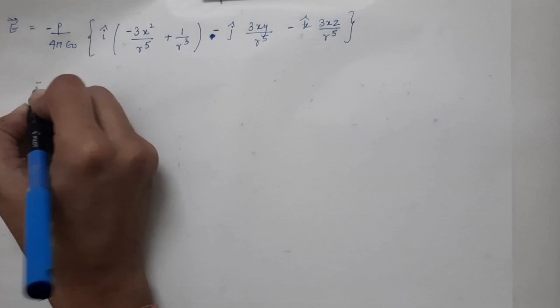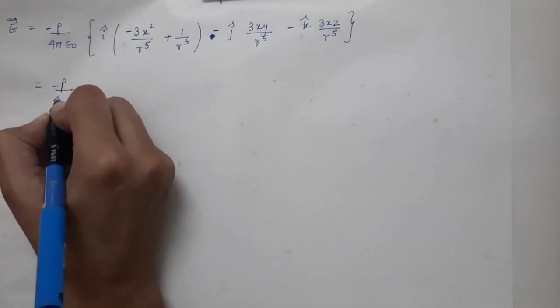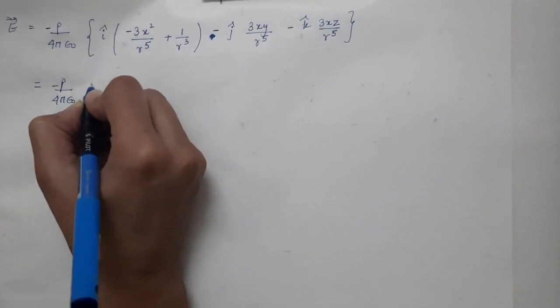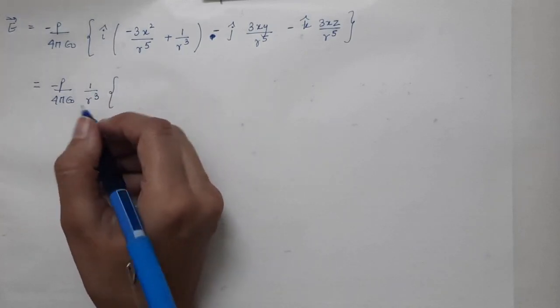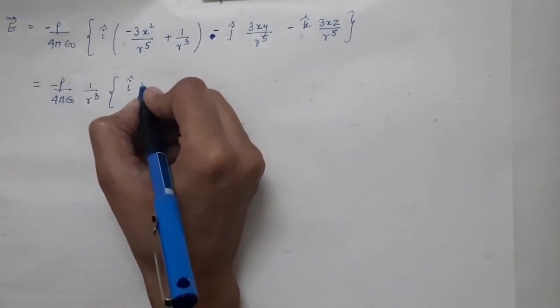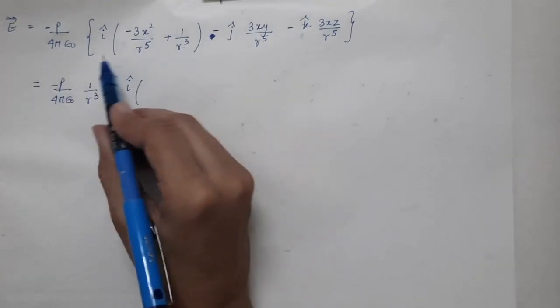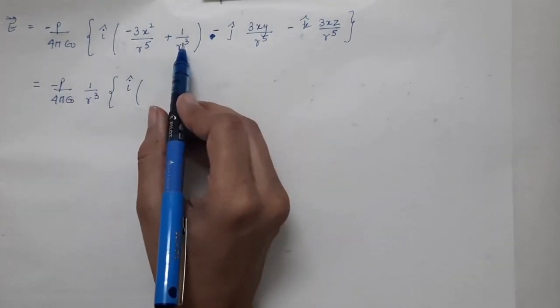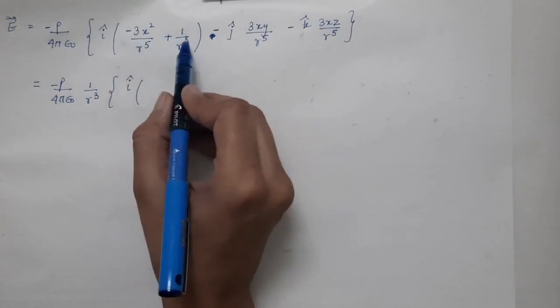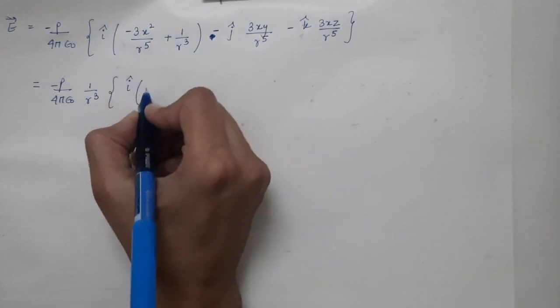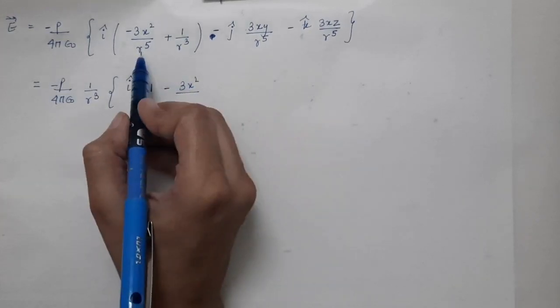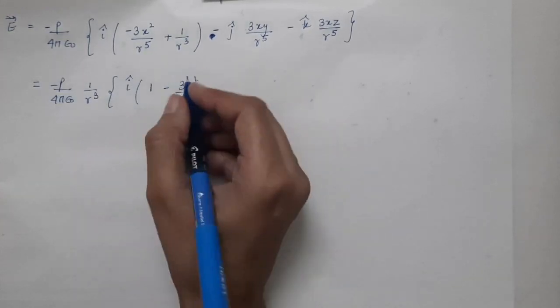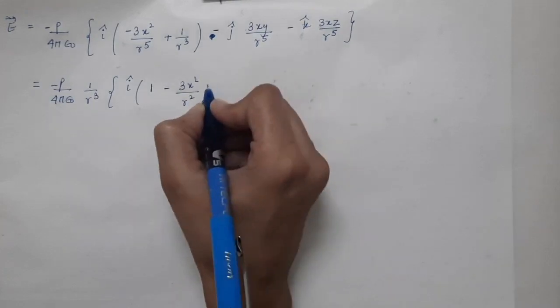So you will get minus p by 4 pi epsilon naught, 1 divided by r cube, as I am taking r cube common from the denominator. So you will get i cap, and here I have taken r cube common, so I will be just left with 1. This 1 I will write in the front. So I will get 1 minus 3x square divided by, since r cube will be taken common, I will be just left with r square.